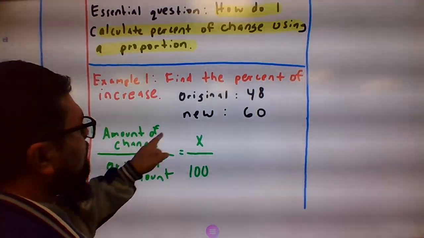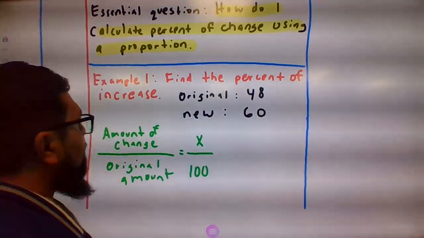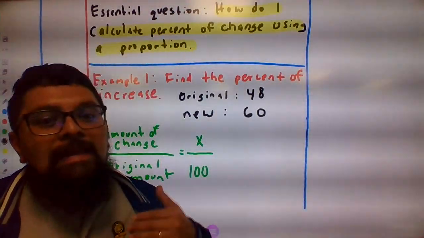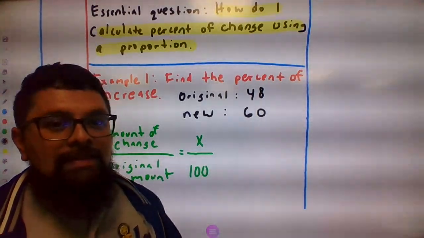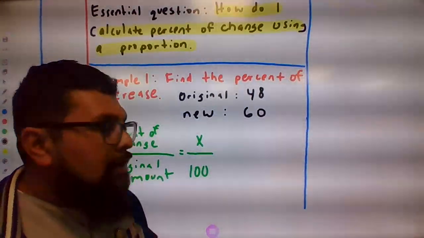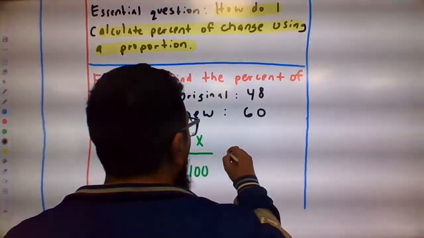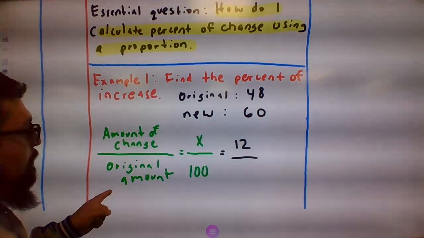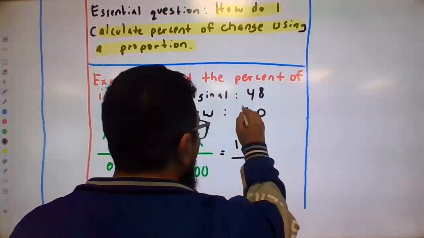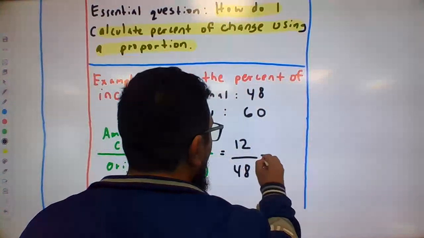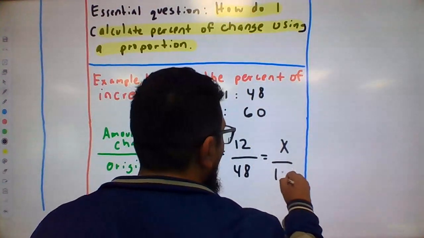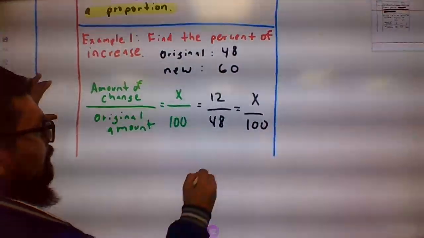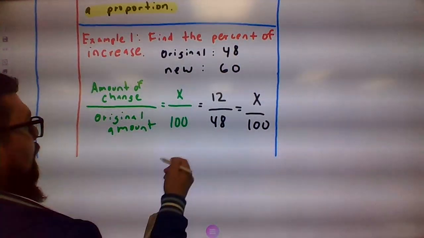So the amount of change. From 48 to 60, it's like taking the absolute value, so it's just the amount of change in general. From 48 to 60 is 12. So it's 12 over, and then what's the original amount? The original amount is 48. And then x over 100. Now this is a proportion, so we're going to solve it like a proportion.